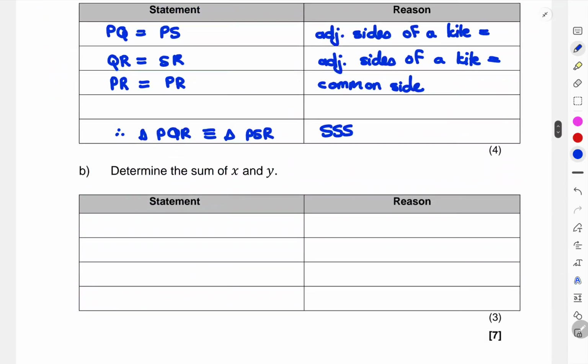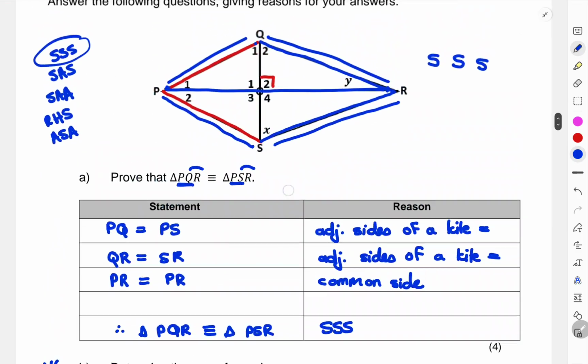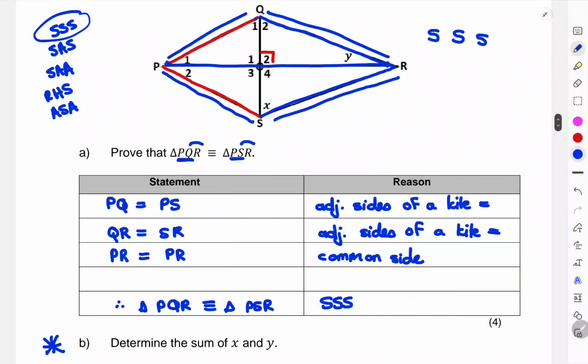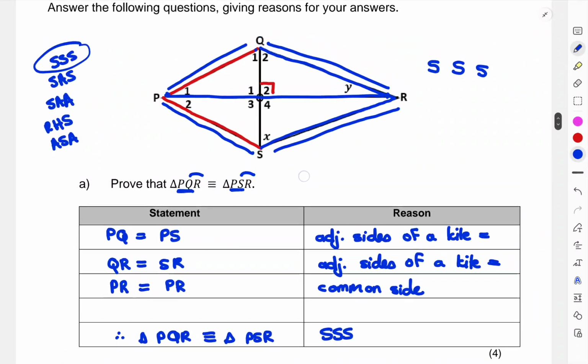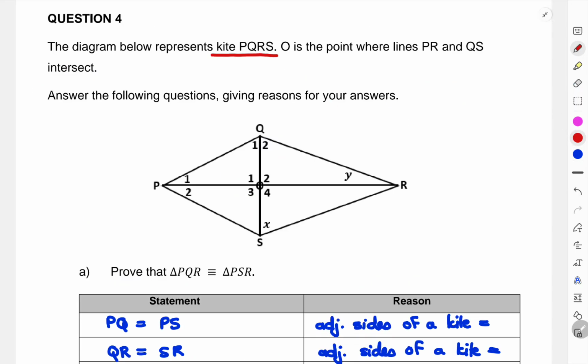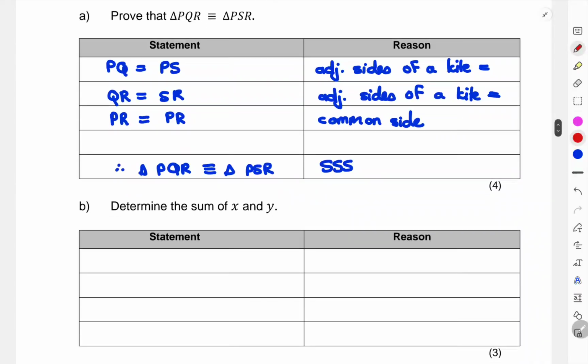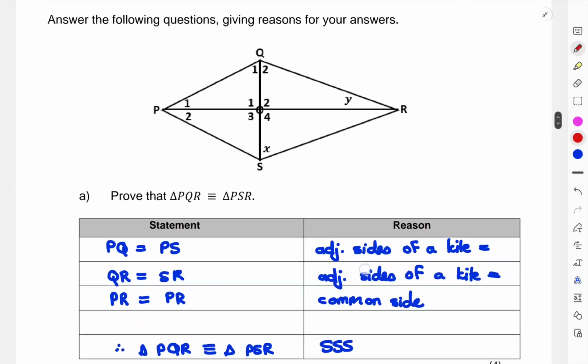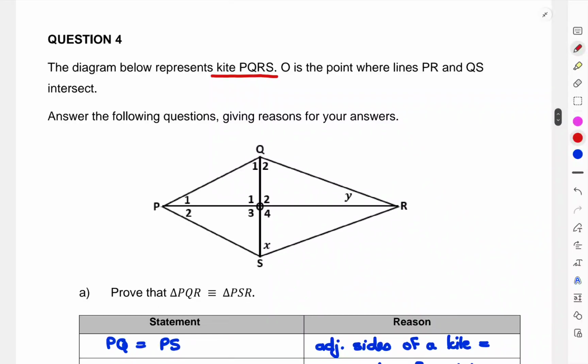Okay. Now, a little bit of a higher order question. It says, determine the sum of x and y. Determine the sum of x and y. So I'm going to quickly clean up and then we're going to look at that. All right, now that I've cleaned up, I just want to again determine the sum of x and y. So they don't ask you to work out x's value and then y's value.